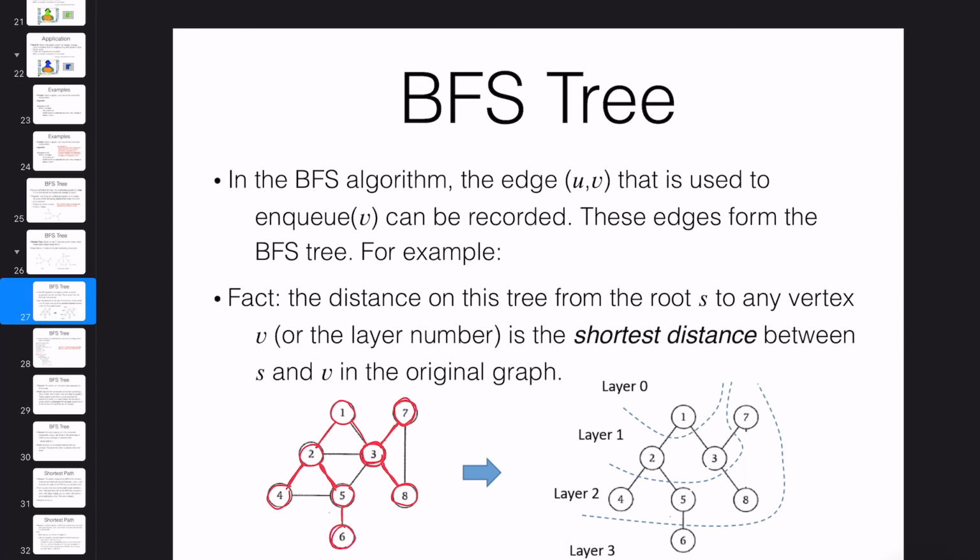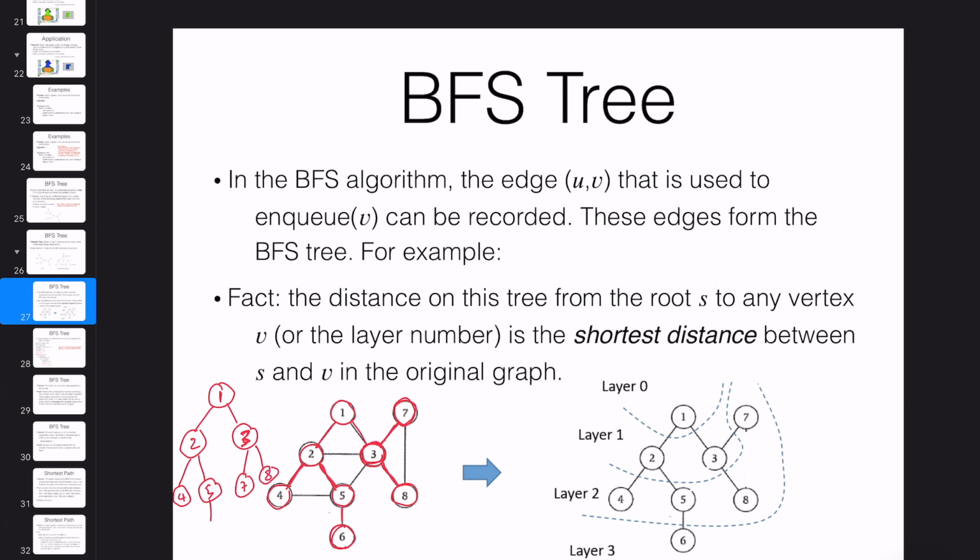So this gives me a rooted tree in this form, where 1 is going to be the root. From 1 you have a connection to 2 and 3. They are going to be at the next level, or you can call it layer 1 or level 1. From 2 you have a connection to nodes 4 and 5. You see that I'm just following and adding those edges that I have added through the BFS.